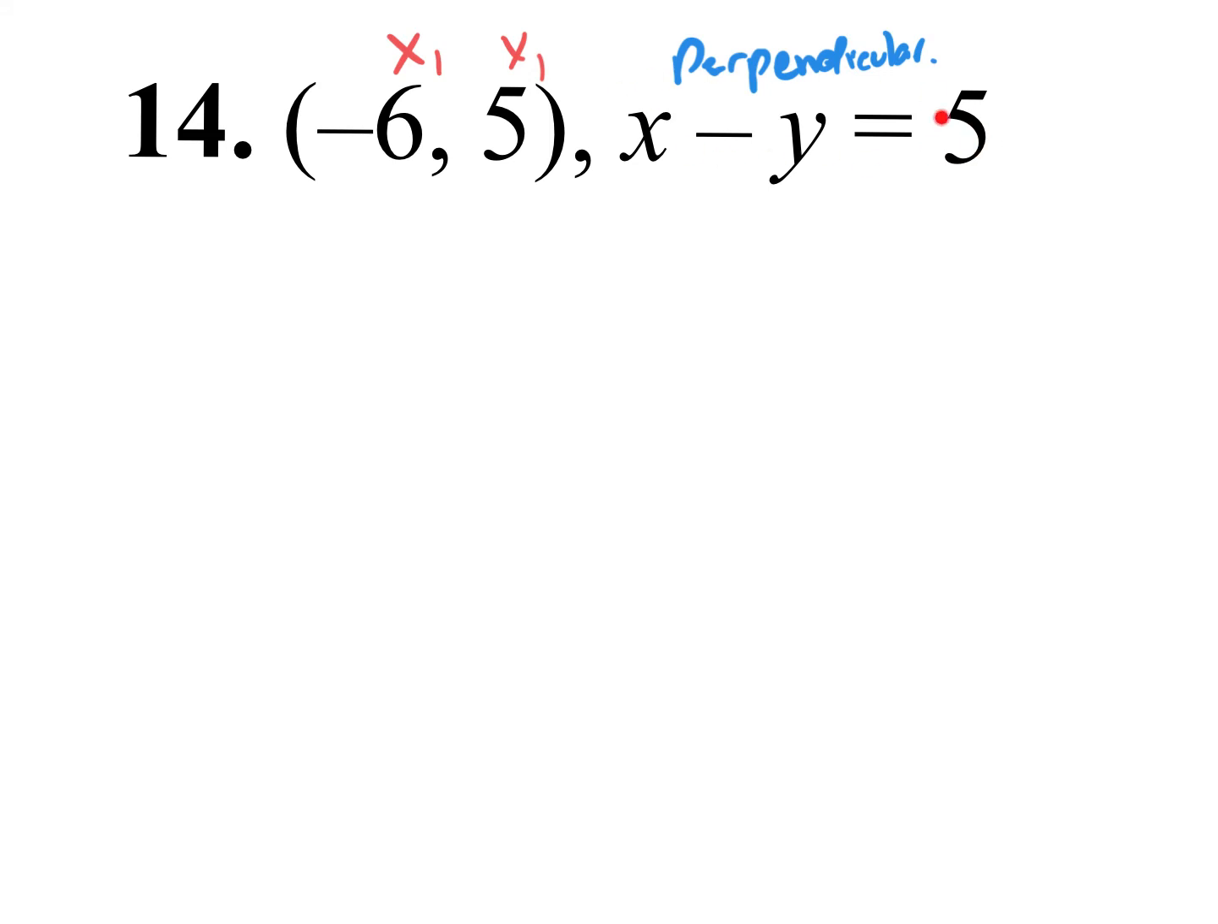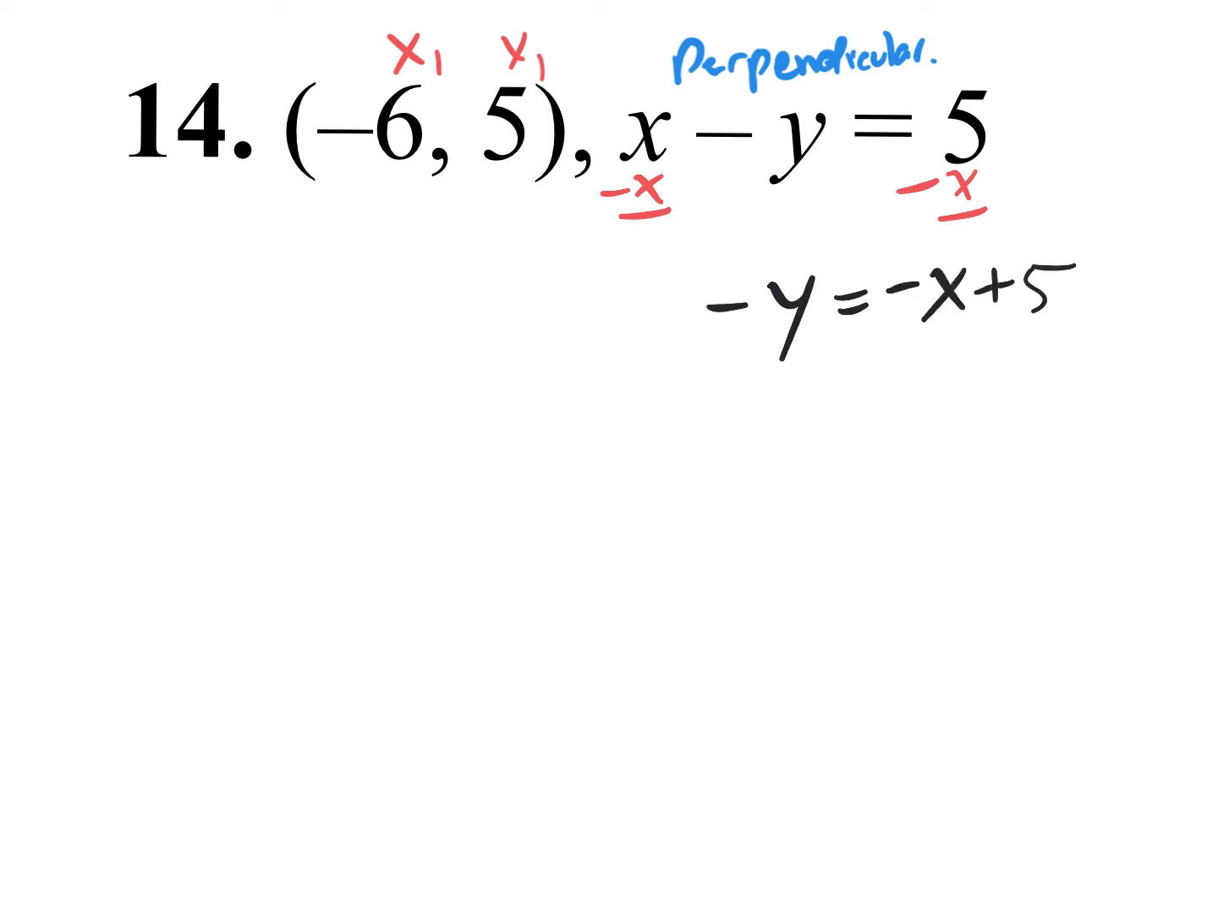You cannot see slope right here. This is in standard form, ax plus by equals c. You don't have an m in standard form, so you need to get y by itself. You need to get it in y equals mx plus b form so you could actually see the m. So let's get y by itself. By subtracting x, we're going to have -y equals -x plus 5.